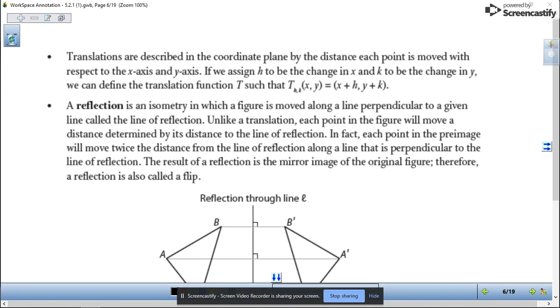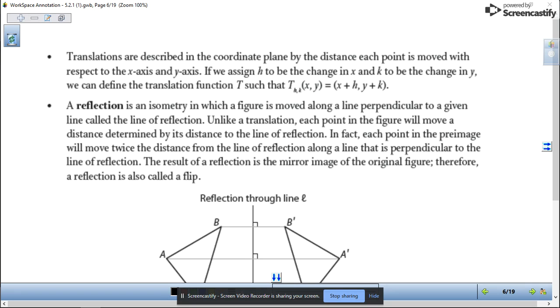A translation is described in the coordinate plane by the distance that each point is moved with respect to the X and Y axis. If we assign H to be the change in X and K to be the change in Y, then we can define a translation T such that T sub H,K of the point (X, Y) is (X plus H, Y plus K).